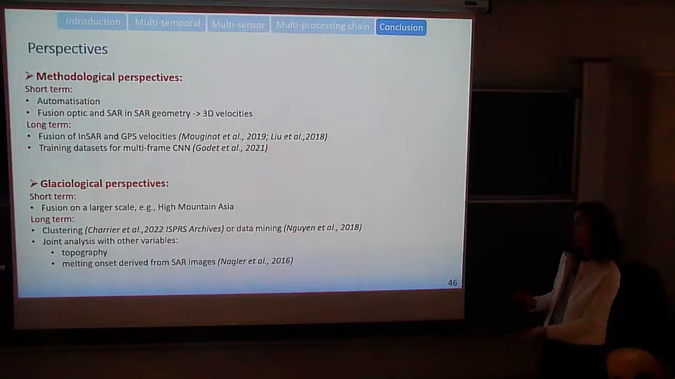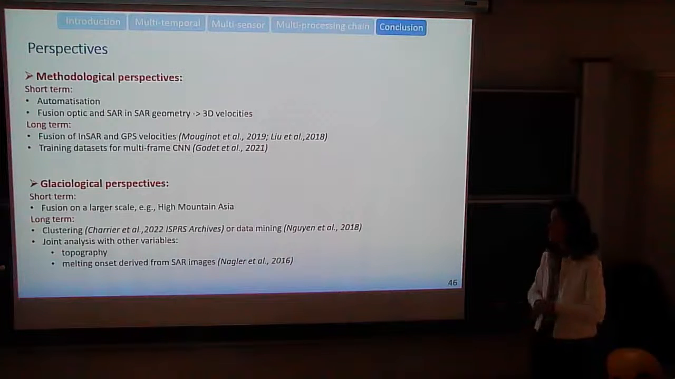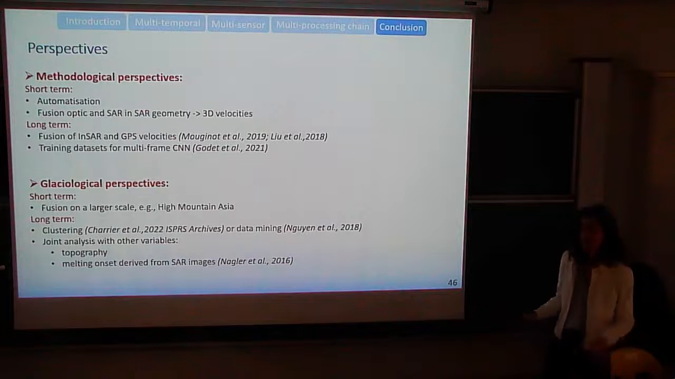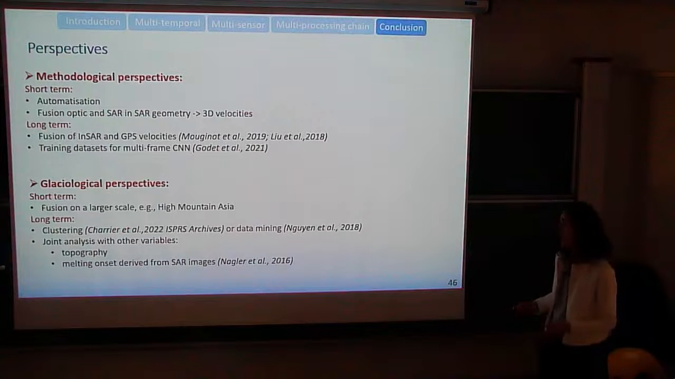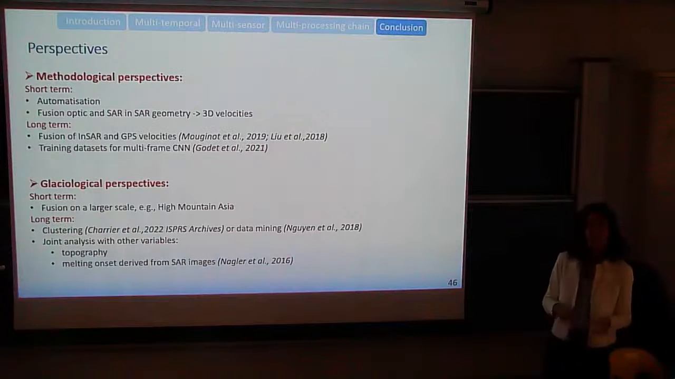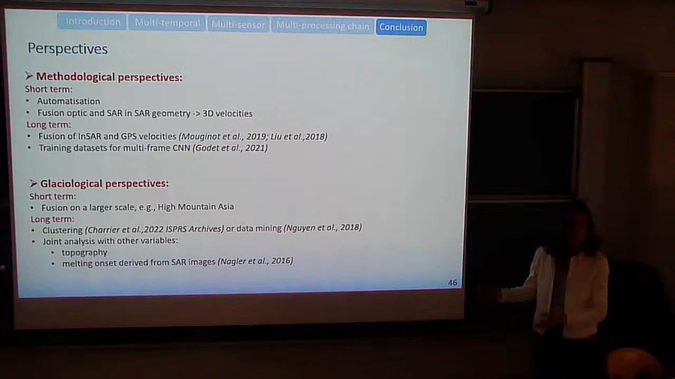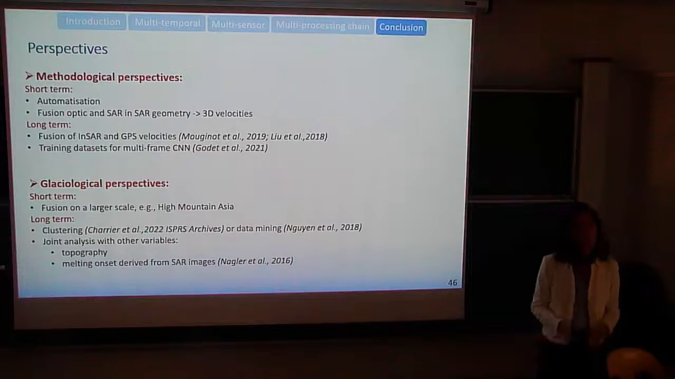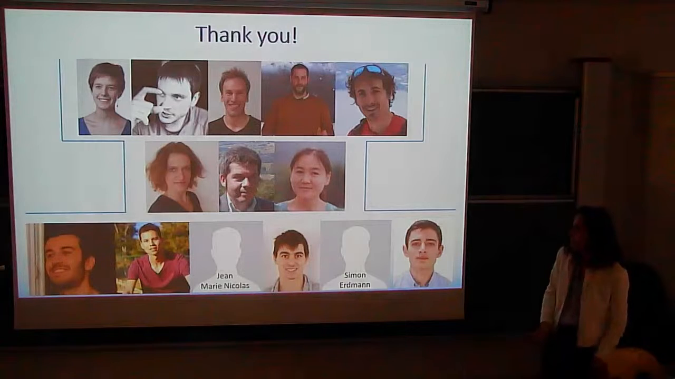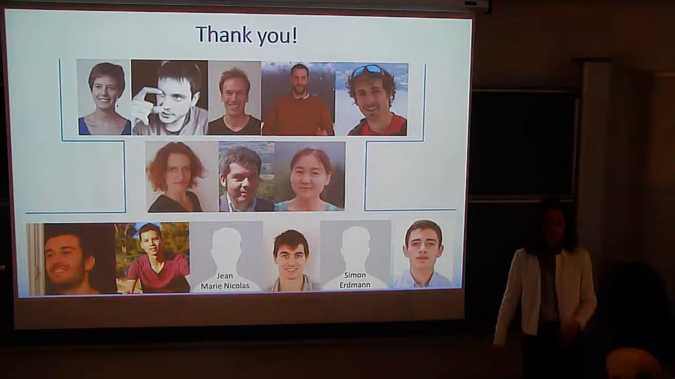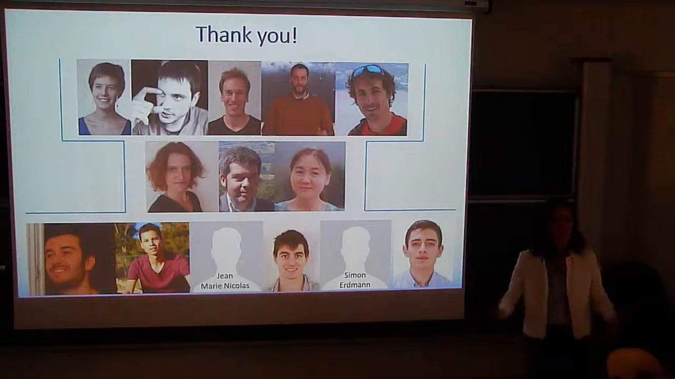And for the glaciological perspective, over a short term, it can be to fuse all available simple pair velocities of ice velocities over a larger scale, such as some region of High Mountain Asia, and over a longer term to carry on clustering and data mining methods, to carry on also joint analysis with other variables, such as topography or the melting onset derived from SAR images. And this particular point will be the purpose of a postdoc funded by the CNES and starting in March at the IGE in Grenoble. Thank you to my three supervisors and all my co-authors, and thank you for your attention.